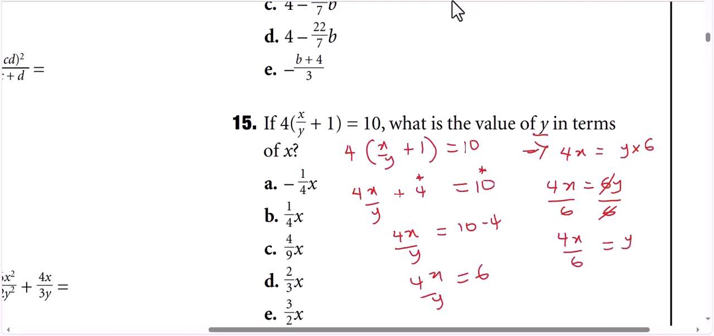So let's see if that is now an option, because we've gotten the value of y. So go through our options, we can find it. We can cancel that. 2 here is 2, 2 divided by 4 is 2, and 2 here is 3. So we are left with 2 over 3x is equal to y. So let's check that. 2 over 3x, so that is option D.